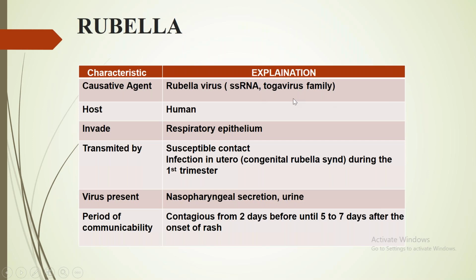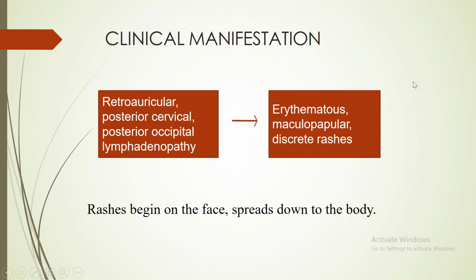Rubella virus belongs to the Togavirus family, and it enters our body through the respiratory epithelium. An important point about rubella is that if the infection is acquired in the first trimester, it can lead to congenital rubella syndrome, and the child can be born with severe defects and a compromised life. The period of communicability for rubella is 2 days before to 5 to 7 days after the onset of rash.